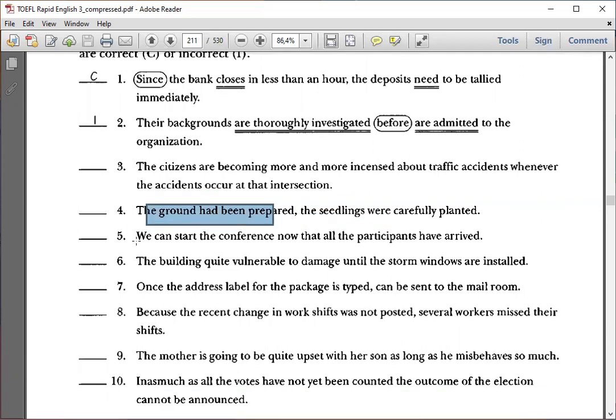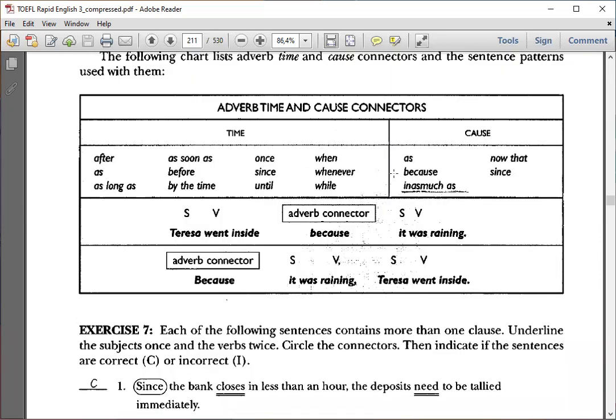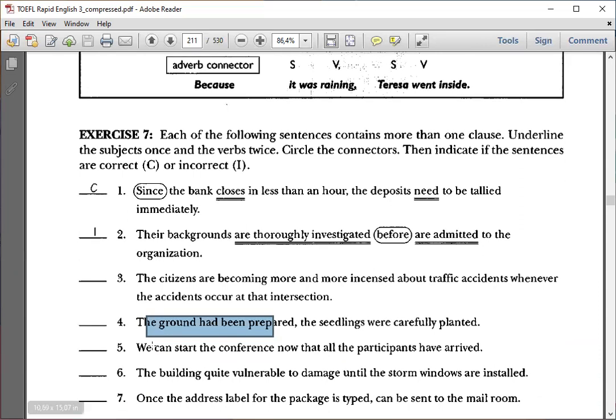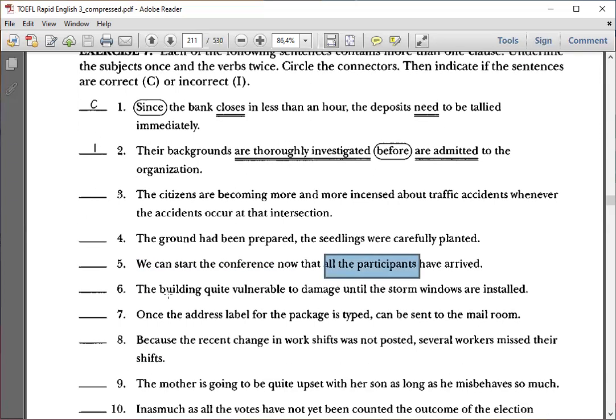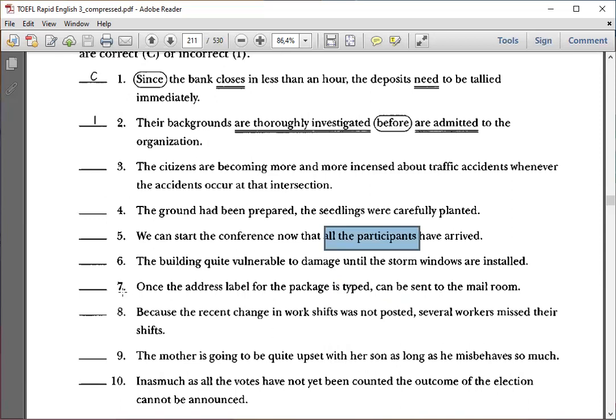Number 5. We can start the conference now that all the participants have arrived. Do you think that this belongs to the connectors? You cannot find the connector here. Yeah, we can start the conference now that all the participants have. Where is the connectors? But there is subject verb here. We can start and all the participants. Yeah. Okay, you can continue for exercise 6, 7, 8, 9, 10. Yeah, number 5, this is incorrect.